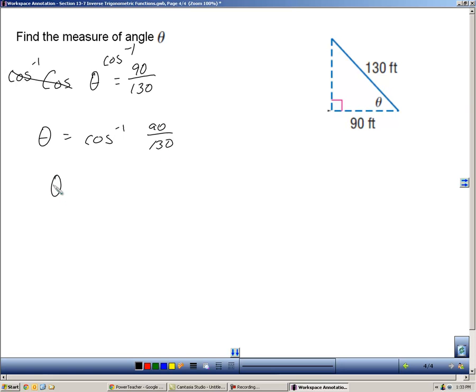Now making sure your calculator is again in degree mode so we can get a degree answer, we find out that angle theta is about 46.2 degrees.